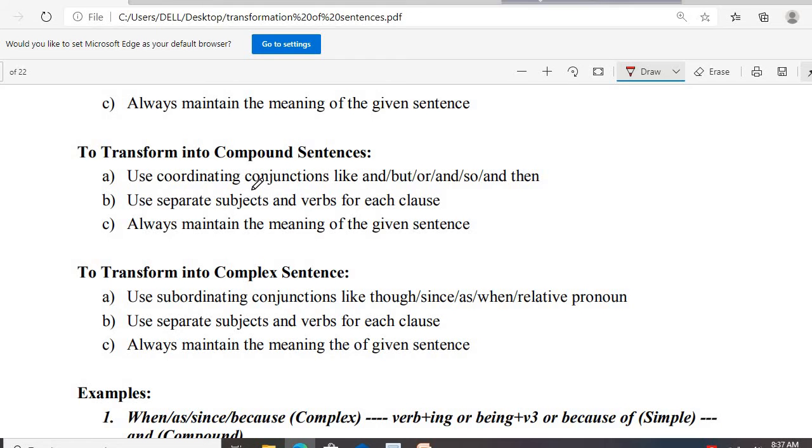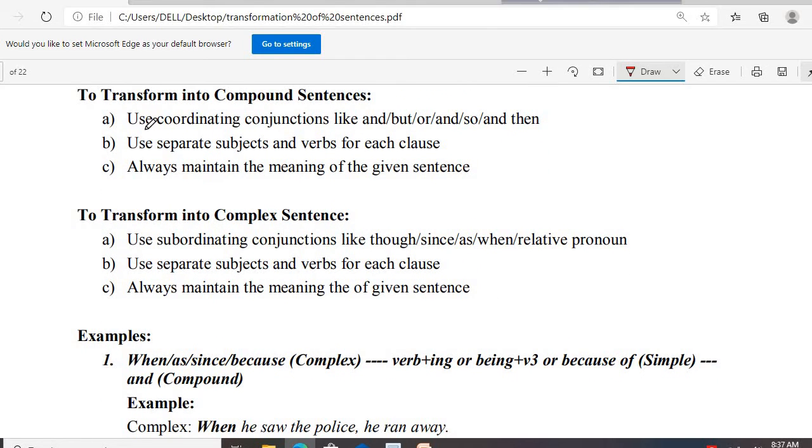To transform into a compound sentence, use coordinating conjunctions. When you transform into a compound sentence, you have to use coordinating conjunctions, and we have already said which are the coordinating conjunctions. Use separate subjects and verbs. That is, you will have to use subjects and verbs, and those verbs must be finite verbs. Always maintain the meaning. In the case of a compound sentence, you will have to maintain the meaning also.